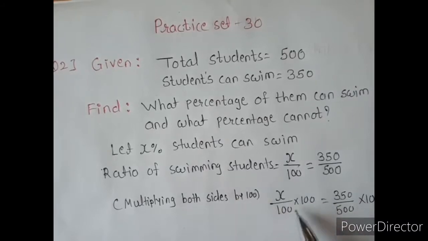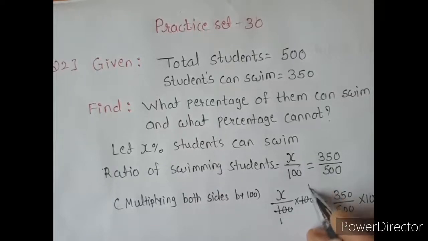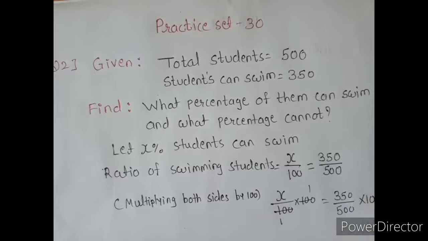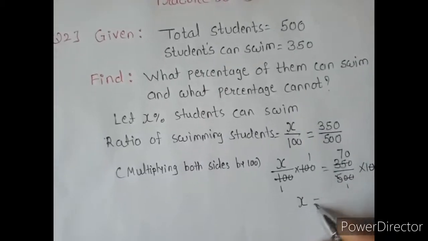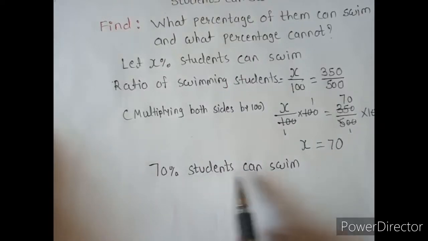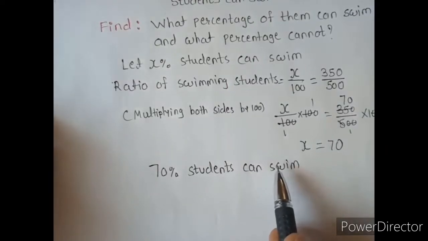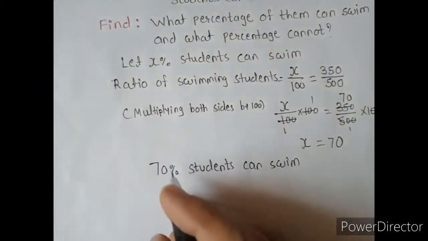Multiplying both sides by 100, then cancel this 100. 100 ones are 100, 100 ones are 100. Cancel these two zeros. Then 5 ones are 5, 5 sevens are 35, 70. So here X is equal to 70. It means 70% students can swim.